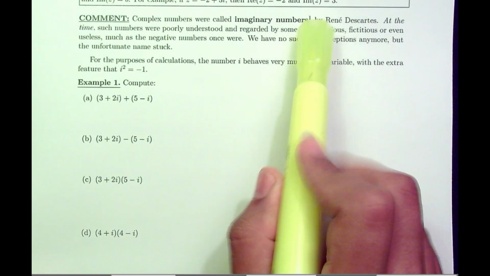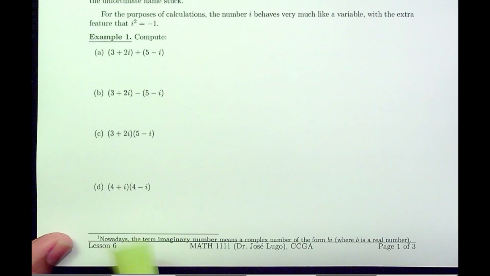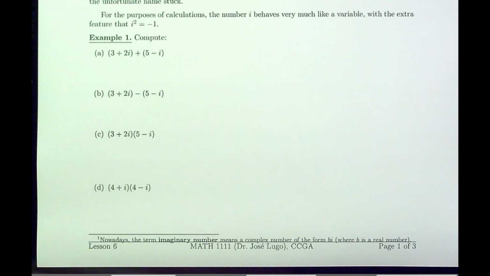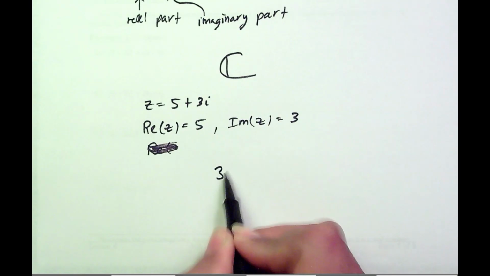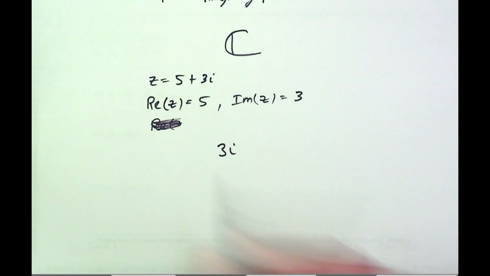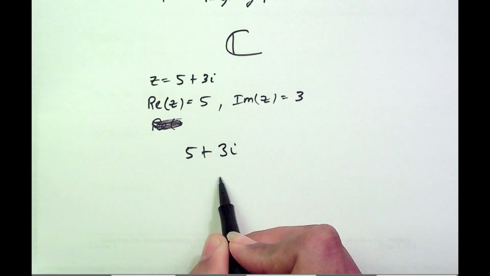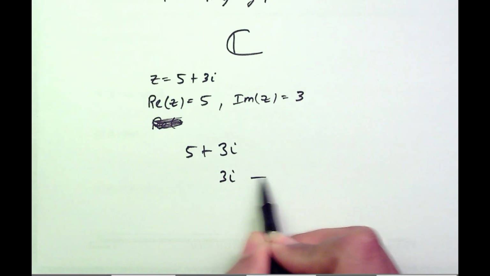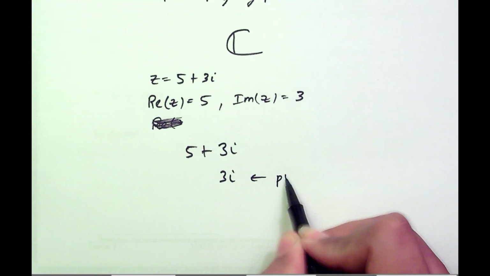Oh, and before we start the problems, what does the term imaginary number mean nowadays? So I put footnote 1 there. Nowadays, the term imaginary number actually means a special type of complex number. It is a complex number that doesn't have a real part, where the real part is 0. So it is a complex number of the form just like that, 3i.